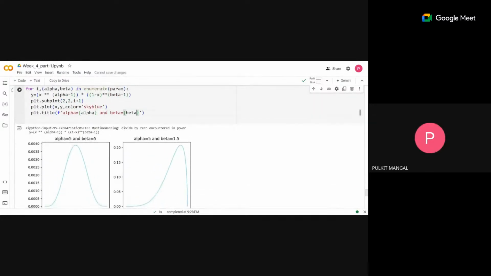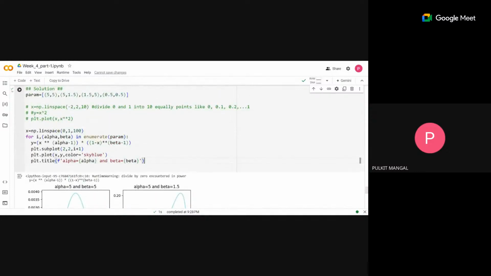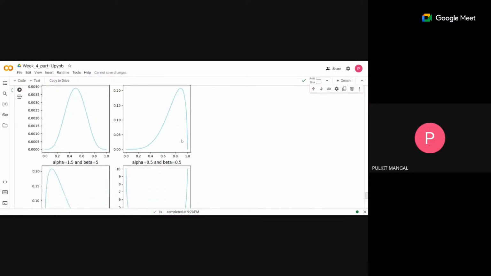Maybe there might be some way. We have to look through the matplotlib documentation to see if there is any way to suppress this output here.